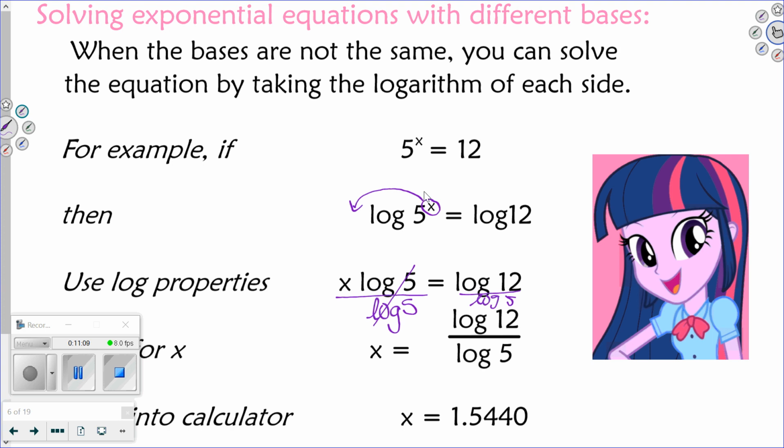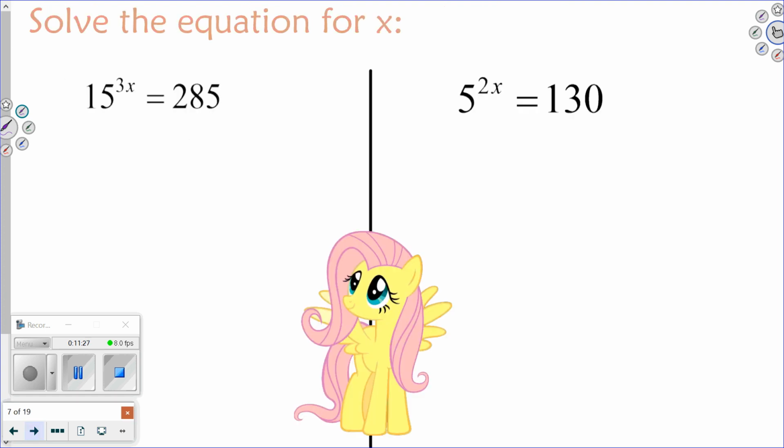And then I'm going to type this in my calculator, and I'm just going to round it to whatever it tells me to round it to. Because remember, our whole point in this is to solve for x. Logarithms help us when the x that we're solving for is an exponent, because that property allows us to pull that out in front. So 15 to the 3x equals 285.